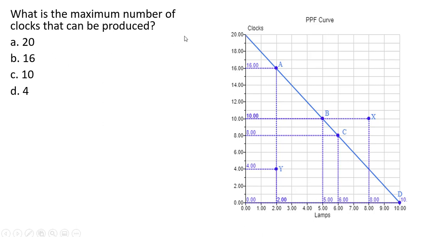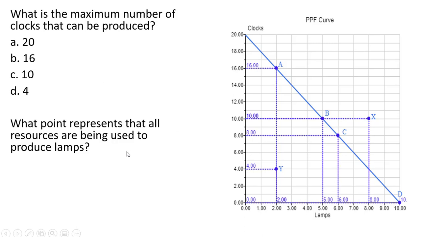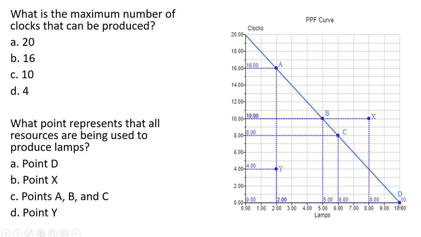What point represents that all resources are being used to produce lamps? So if all resources are allocated to lamp production, what point would that be? That is going to be point D down here. So the maximum amount of lamps that we can produce here is 10, and that is going to be our answer choice.